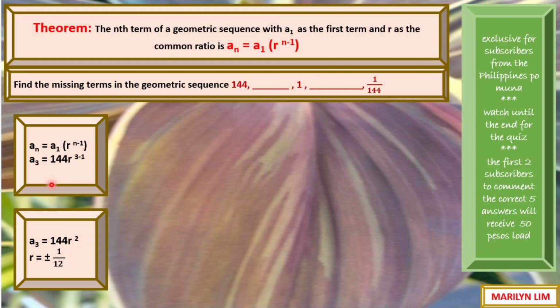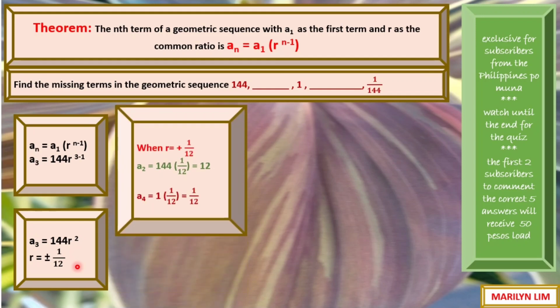Okay, then continuing, a sub 3 is 144 r squared. So why r squared? That is 3 minus 1, which is r squared. So how do we do this? Find the square root of 144, giving you positive or negative 1 over 12.